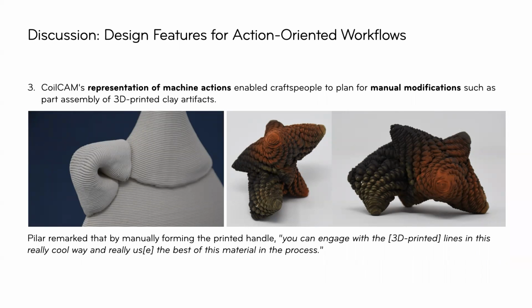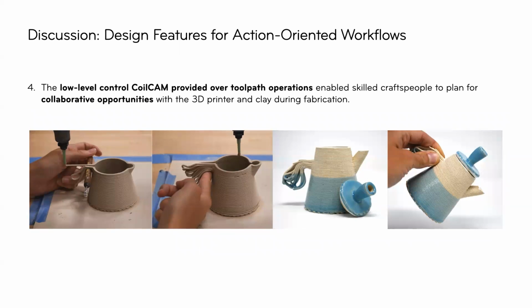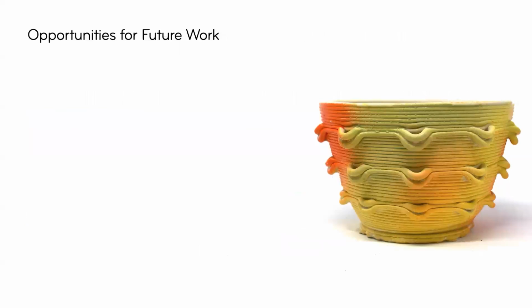Third, CoilCAM's representation of machine actions enabled craftspeople to plan for manual modifications, such as part assembly of 3D printed clay artifacts. Pilar remarked that by manually forming a printed handle, you can engage with the 3D printed lines in this really cool way and really use the best of this material in the process. Fourth, the low-level control CoilCAM provided over toolpath operations enables skilled craftspeople to plan for collaborative opportunities with the 3D printer and clay during fabrication.